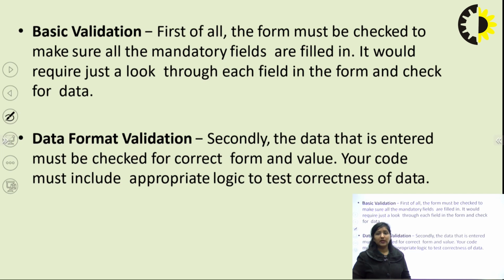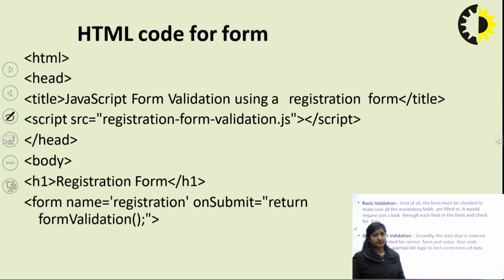After going through that all the fields have been filled, we go to data format validation. This checks whether the format of the data is correct or not, like the password, the email ID, the pin code, for example, whether it consists just of digits or not. So these are the basic data validations. The data which is entered must be checked for correctness, and your code must include appropriate logic to test the correctness of the data. That comes under data format validation.